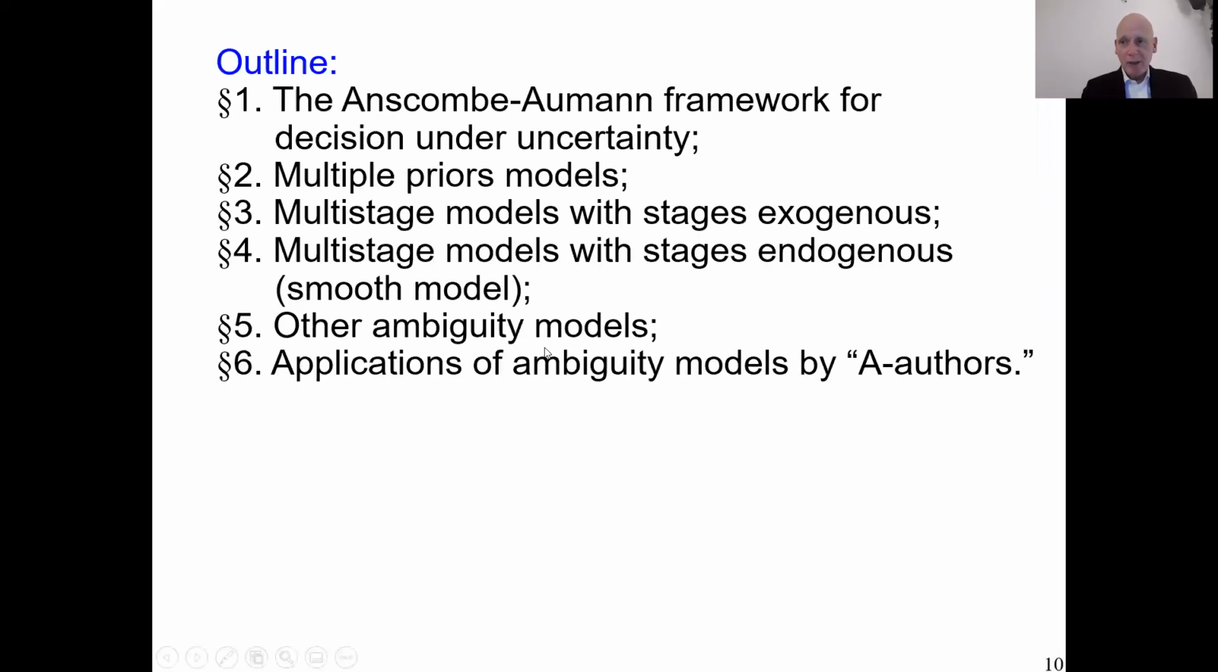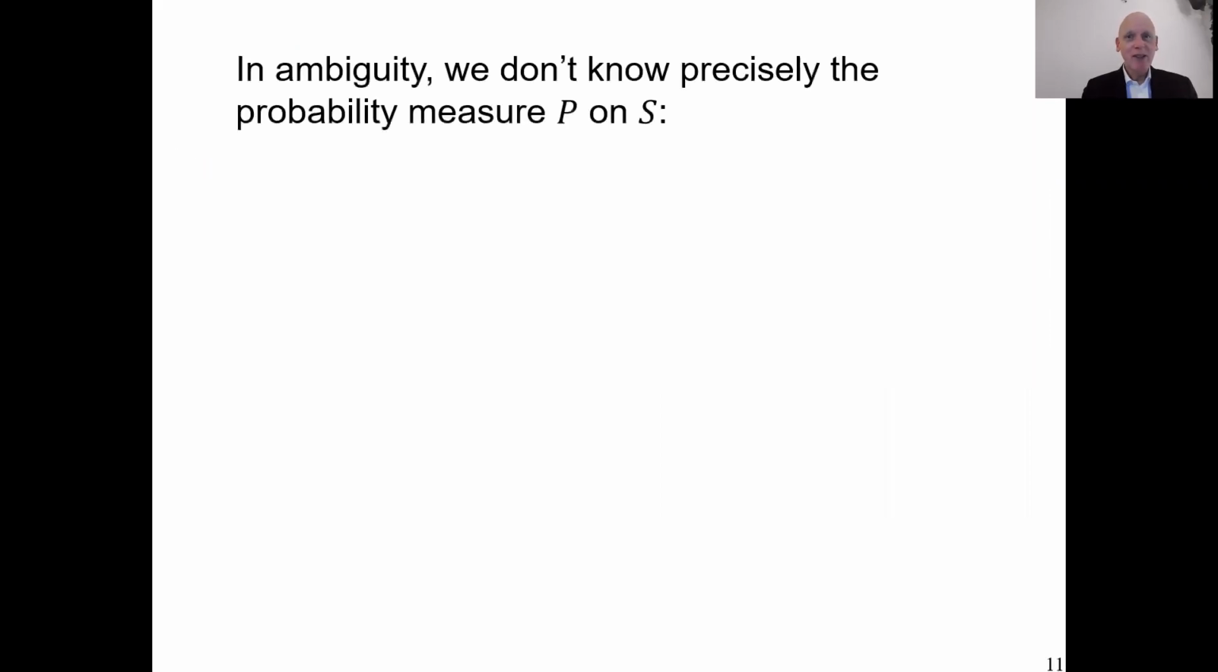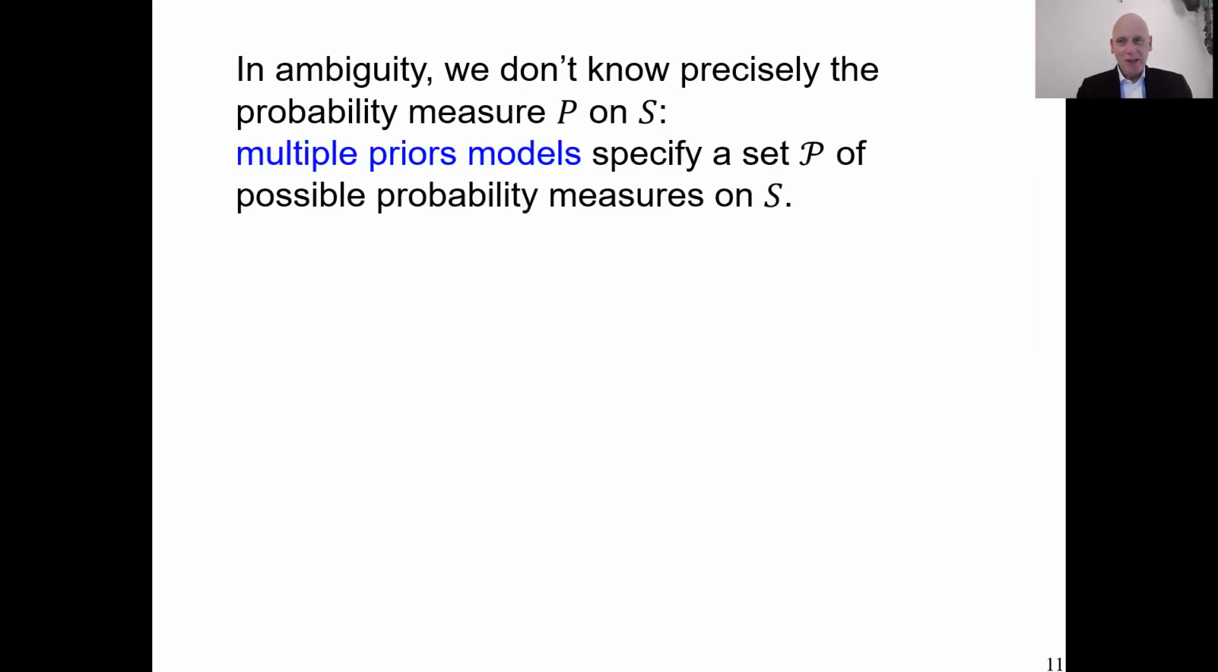We'll now discuss a popular class of ambiguity models, the multiple prior models. In the multiple prior models, people say, well, in ambiguity, we don't know precisely what the probability measure P on the state space S will be. So let us take a set of probability measures and say the true one is one of them, but we don't know which. That's how we specify our uncertainty about what the probability measure is, and our ambiguity. And then we can specify all kinds of decision models using that set.